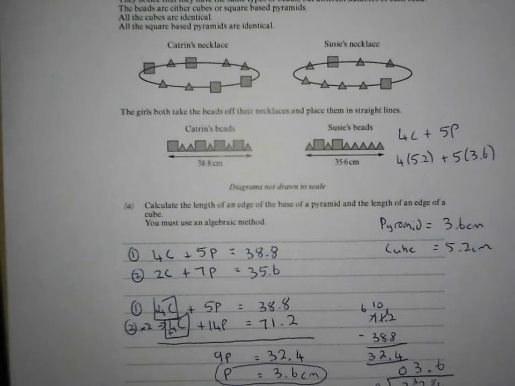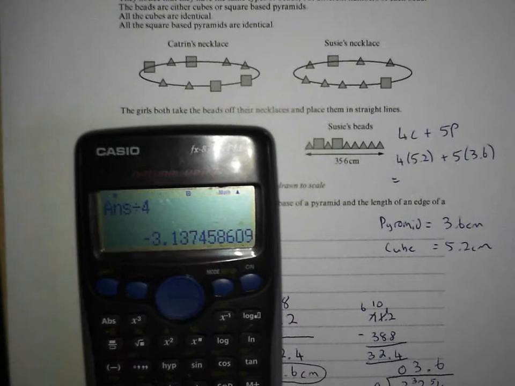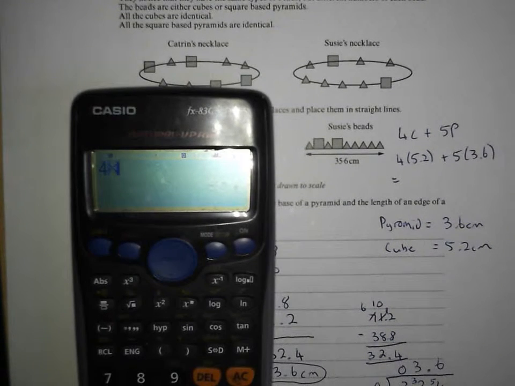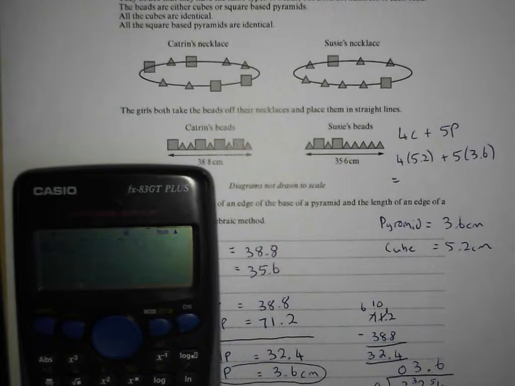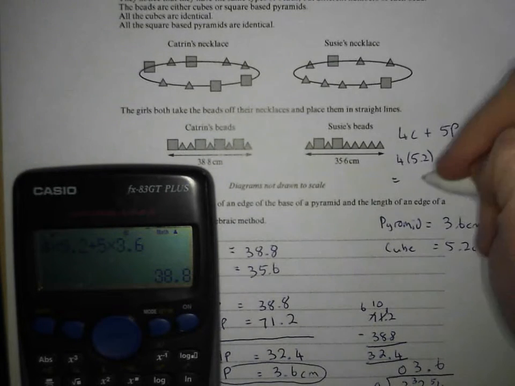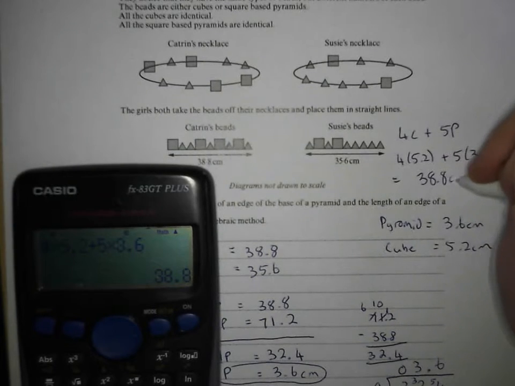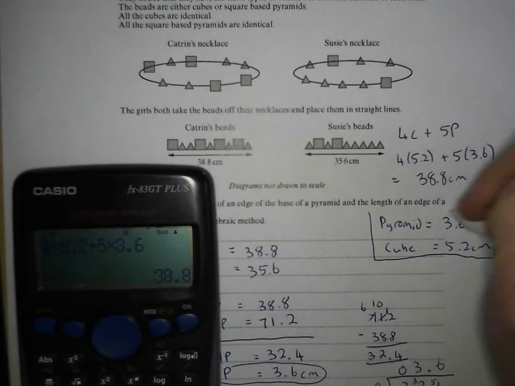I'll tell you what, can you forgive me on this one? I've done loads of flipping calculations here. I'm just going to check this on the calculator. 4 lots of 5.2 plus 5 lots of 3.6. Please, please, please equal 38.8. Here it comes. Oh, thank God. 38.8 centimetres. So I'm pretty happy with that as an answer.